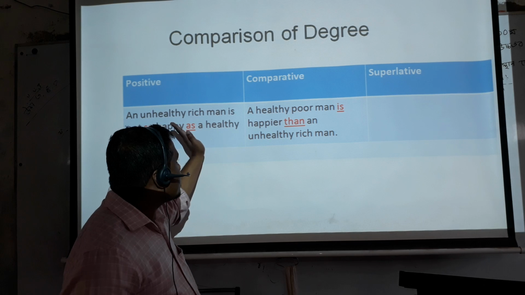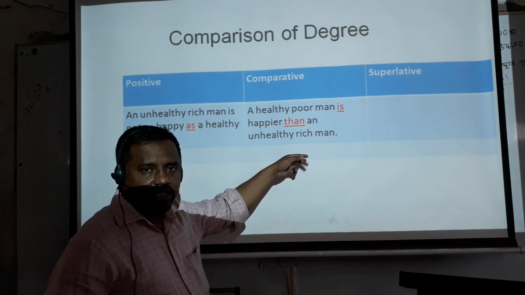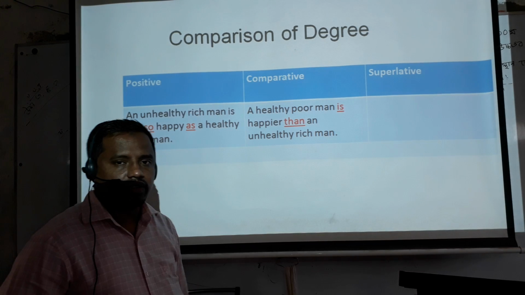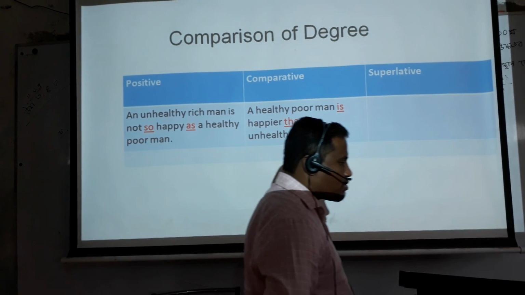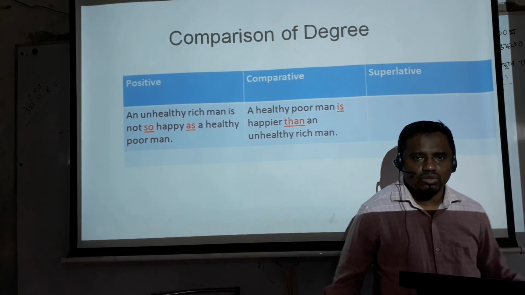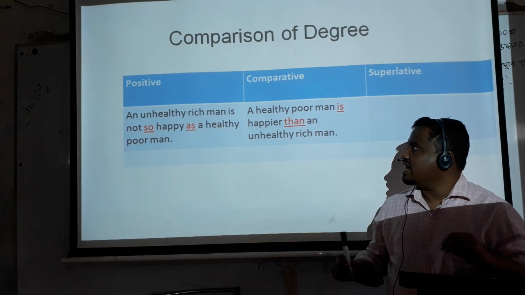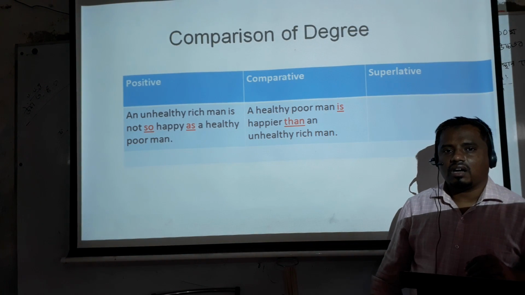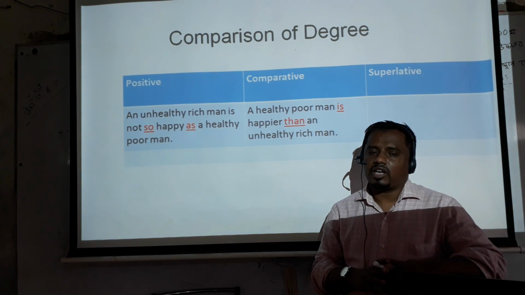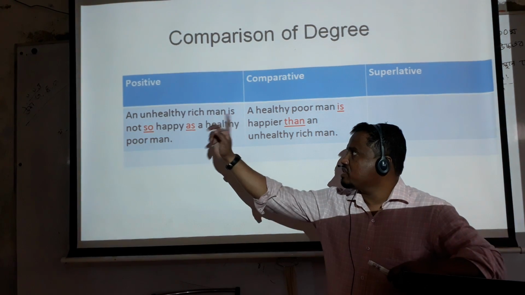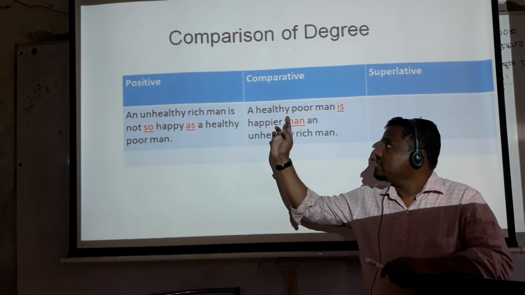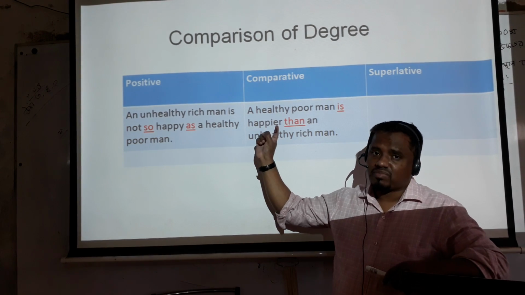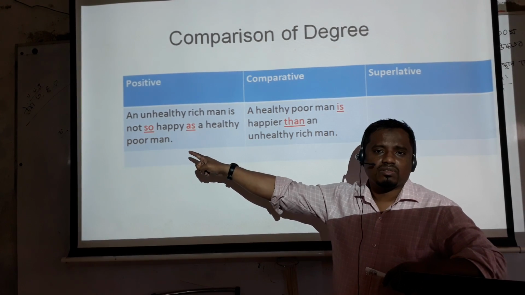We have transformed it into a comparative sentence. At the same time, it became negative also. Now, if you are asked to transform the sentence from comparative to positive, then this positive sentence will be comparative, will be positive one, and at the same time, it will be a negative sentence also.